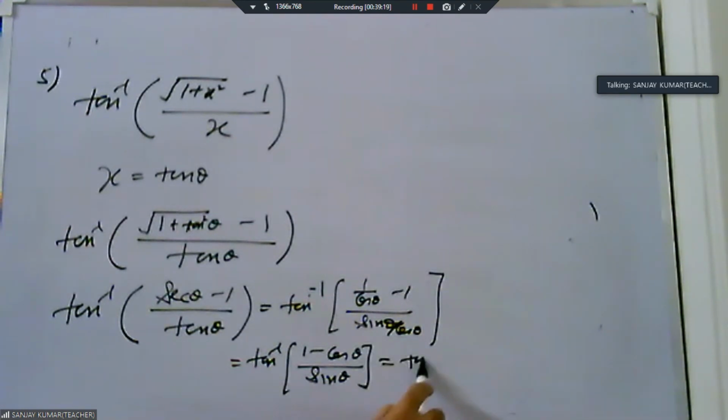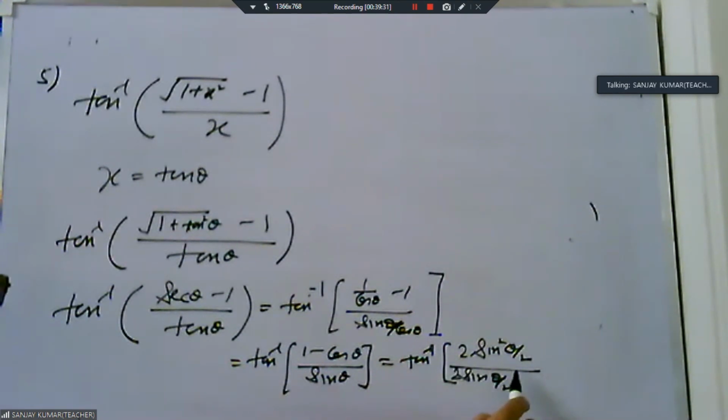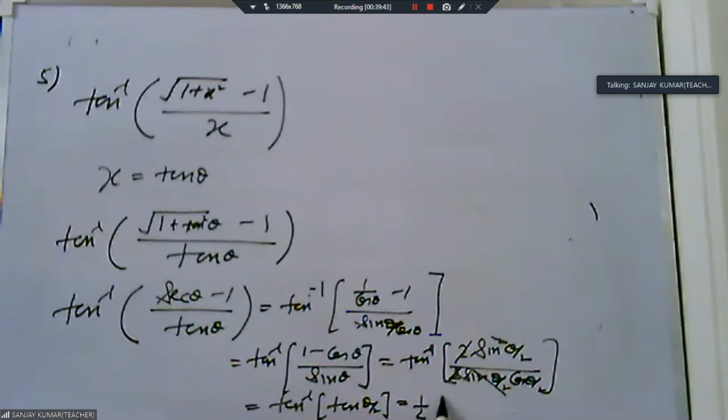Now that is tan inverse of 1 minus cos theta, which is 2 sin square theta by 2, and sin theta is 2 sin theta by 2 cos theta by 2. Now the 2 is cancelled with 2. Sin is cancelled with sin. So tan inverse of tan theta by 2. Then what do we have? The answer is theta by 2. What is theta? Tan inverse.